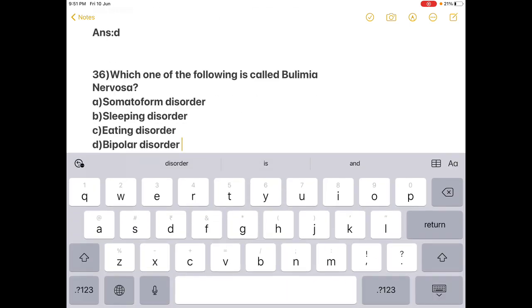Next question, which one of the following is called bulimia nervosa? Option A, somatoform disorder, option B, sleeping disorder, option C, eating disorder. This is a very common, simple question. The correct answer here is C, eating disorder.